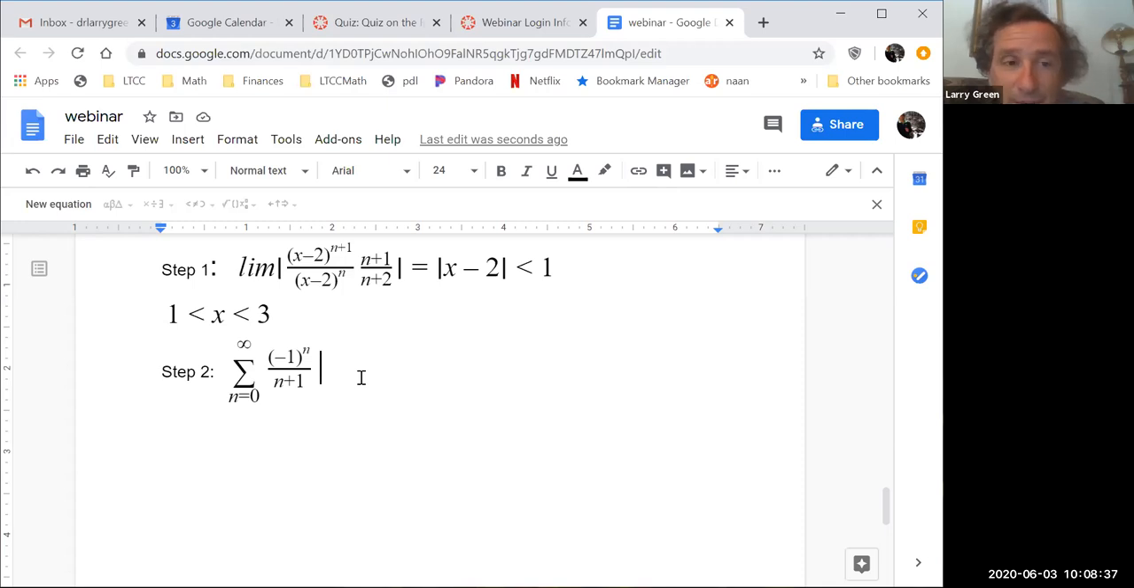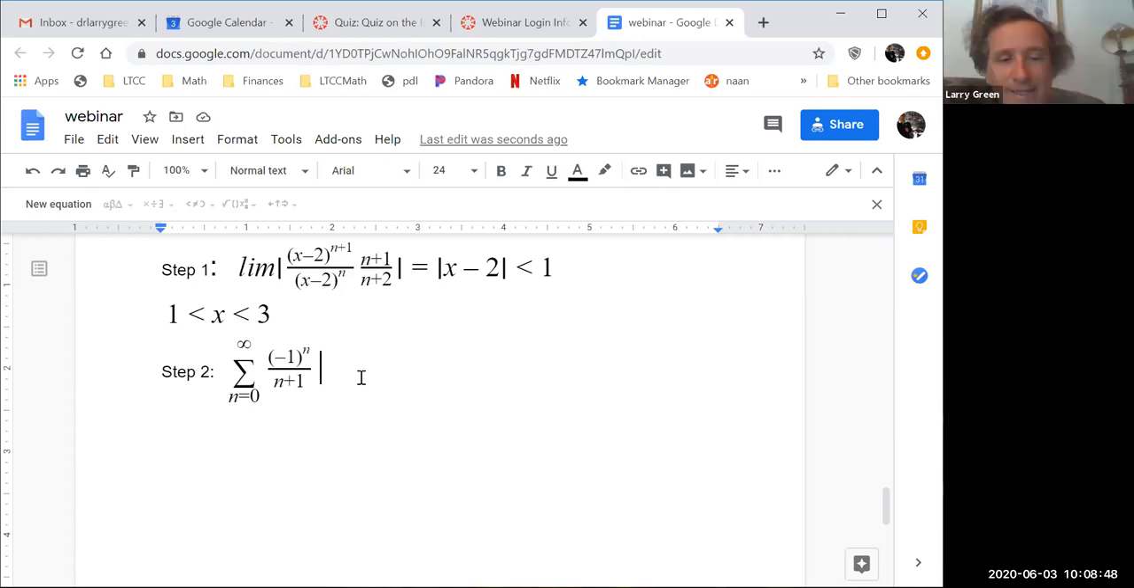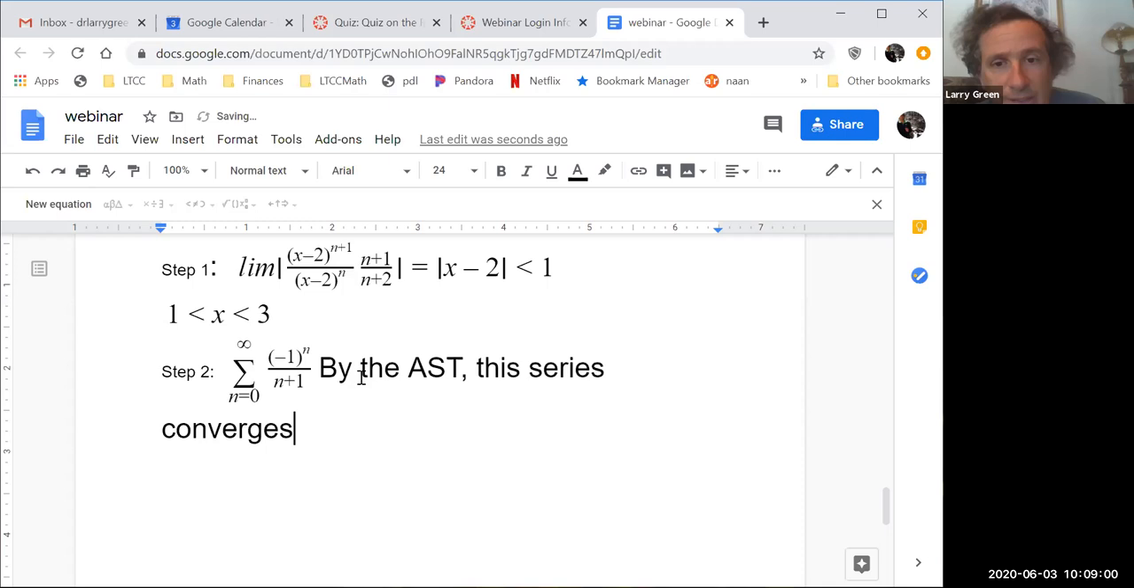Okay, and we got to test this for convergence. All right, what test are we going to use for this one? Alternating series test. Yeah, so by the alternating series test, this series converges. Any questions on that? Okay, so now we know that 1 is included in the interval of convergence.